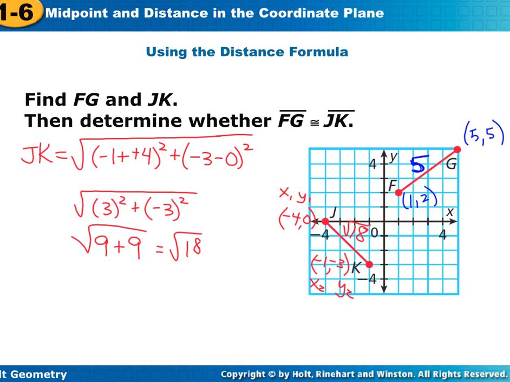So determine whether the two segments are congruent. FG was 5. JK was the square root of 18. Are they congruent? No, they're not. Okay? So they are not congruent. Question on that sample.